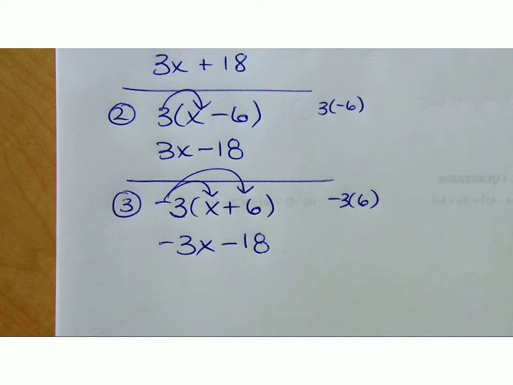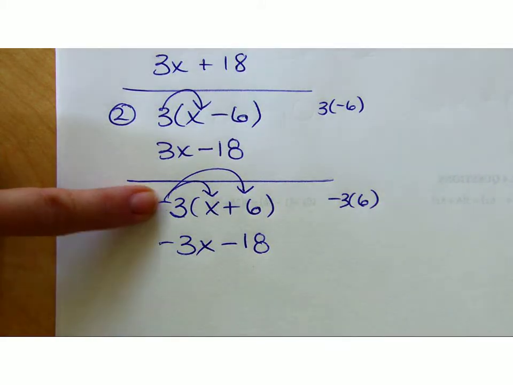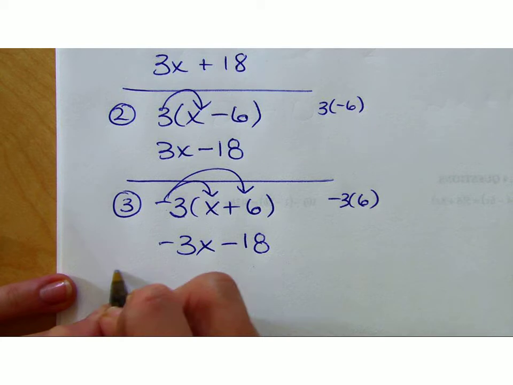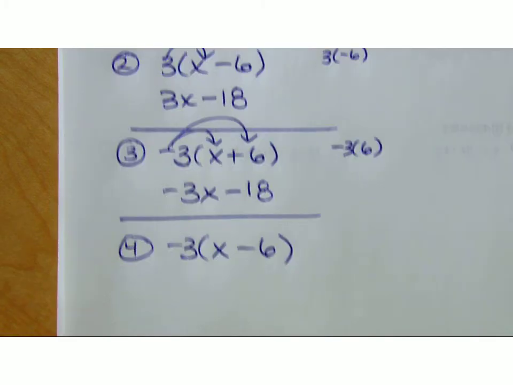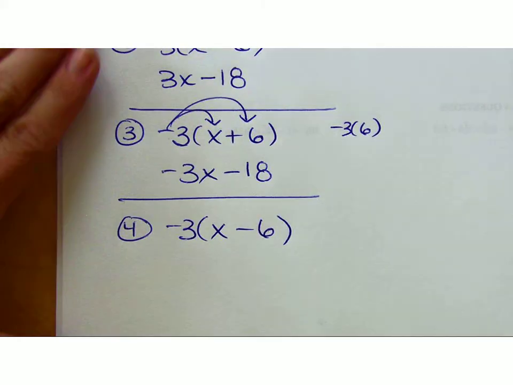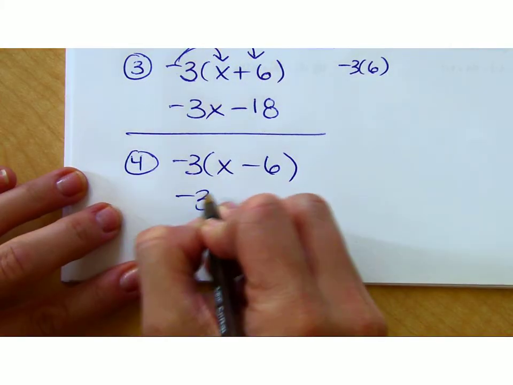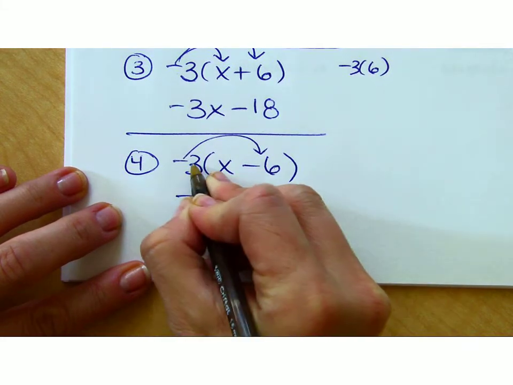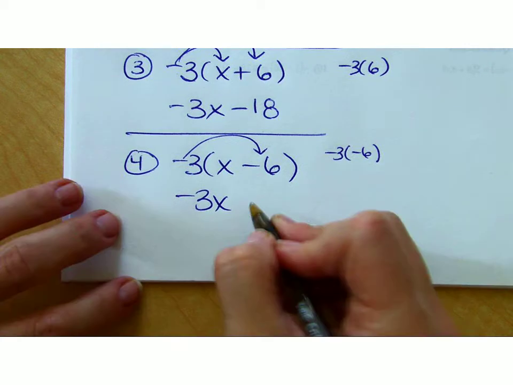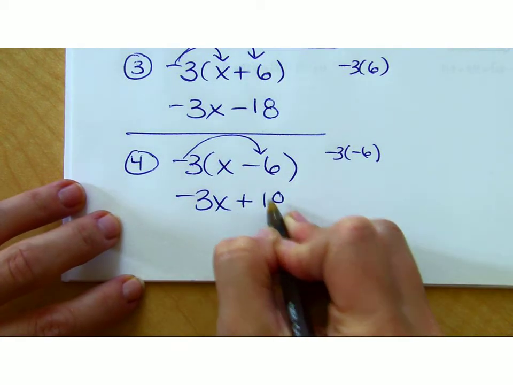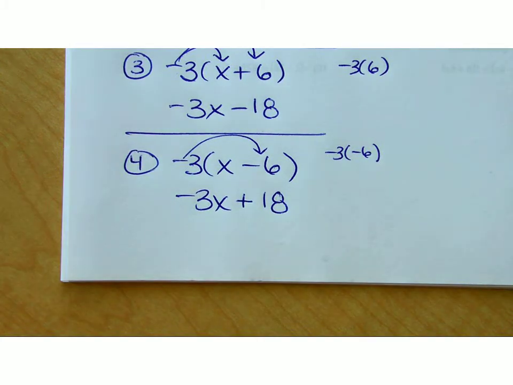And I have one more to do. I have to do what? I have to distribute a negative to a negative now. So let's distribute that negative 3 to that negative 6. Can you anticipate what it's going to do? Probably. So it's going to give you negative 3x. And then negative 3 times negative 6 is, look, how am I going to write it? Plus 18. Okay? Are you good with that?